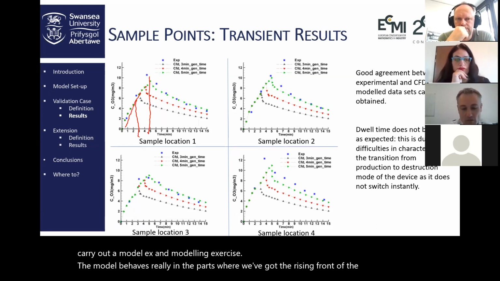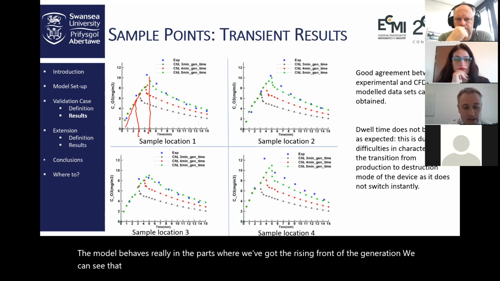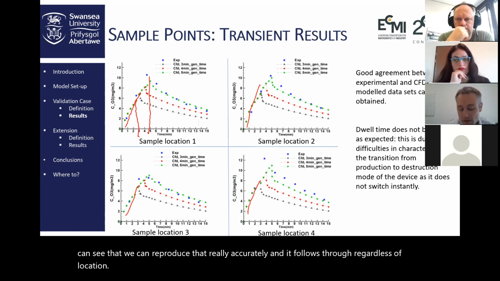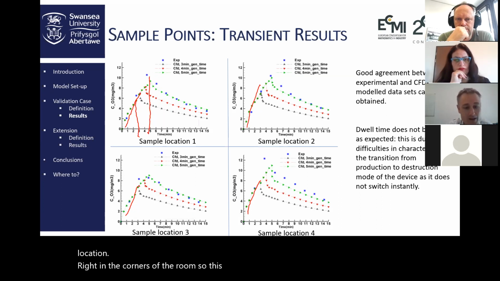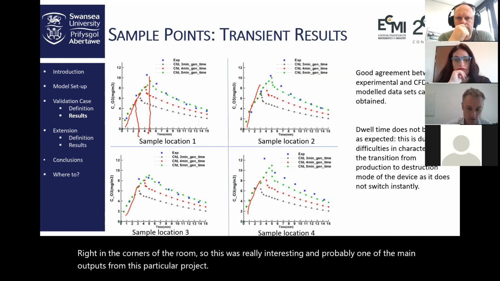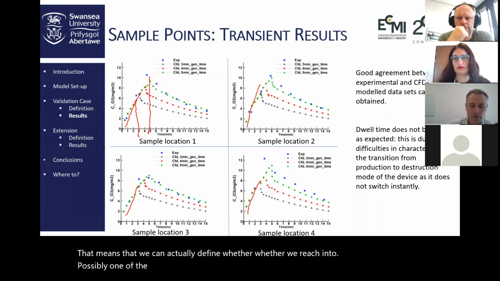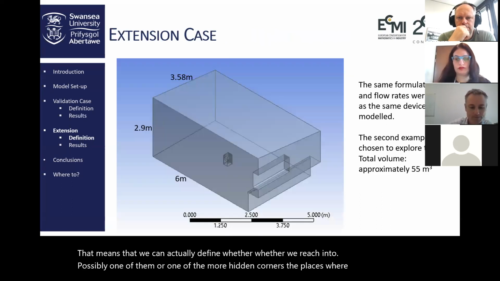We can see that we can reproduce that really accurately, and it follows through regardless of location, right in the corners of the room. So this was really interesting and probably one of the main outputs from this particular project. That means that we can actually define whether we reach into possibly one of the more hidden corners, the places where we thought the flow wouldn't go.